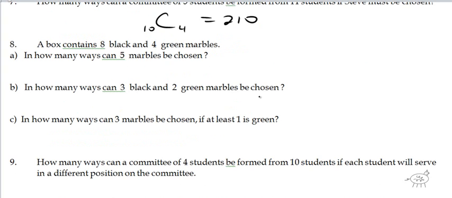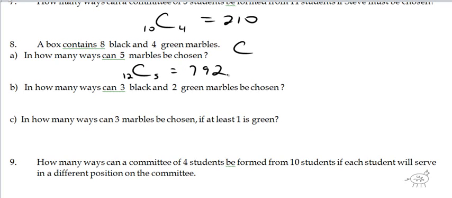All right, number 8. A box contains 8 black and 4 green marbles. How many ways can 5 marbles be chosen? First of all, this is a combination because there's no order here. I'm just saying how many ways can I choose black and green marbles? I'm not saying I'm choosing this one first, this one second, this one third. So it's definitely a combination, and there are a total of 12 marbles, and I'm picking 5. That's really easy because I'm not distinguishing between black and green marbles. I'm just saying, how many ways can I pick 5 marbles? So it's 12C5, which is 792.